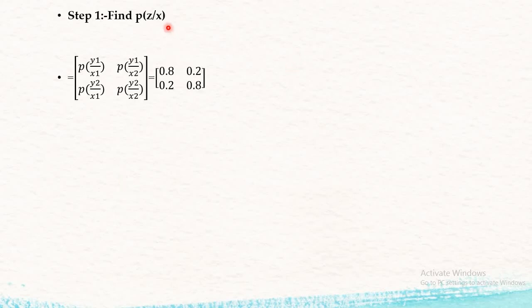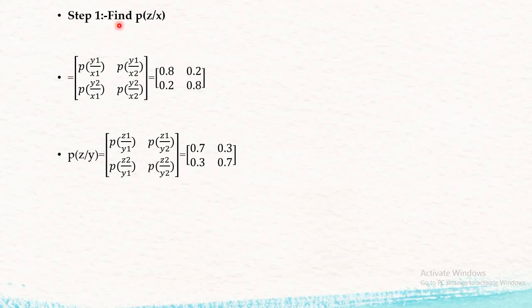The first step is to find the relation between z and x, that is, P z by x. For finding z by x, we first find the relation between y and x, and the relation between z and y. That is the relation for the first channel and for the second channel. So this is the condition for the first channel. The channel matrix for the first channel is given by P y by x. We put the values of y1 by x1, y1 by x2, y2 by x1, y2 by x2. We just copy the values from the given matrix.